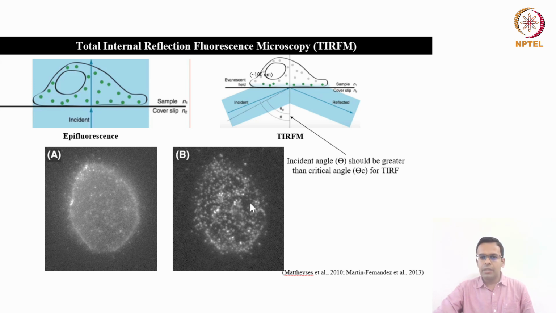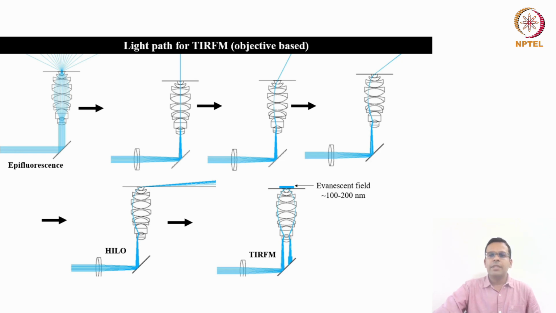Whereas here in the TIRF illumination, only the membrane associated molecules are excited. All these other molecules are not illuminated, and because of that there is no out of focus light, and you can see a very good signal to noise ratio and clearly see the individual molecules. So let me explain how this TIRF illumination is achieved.